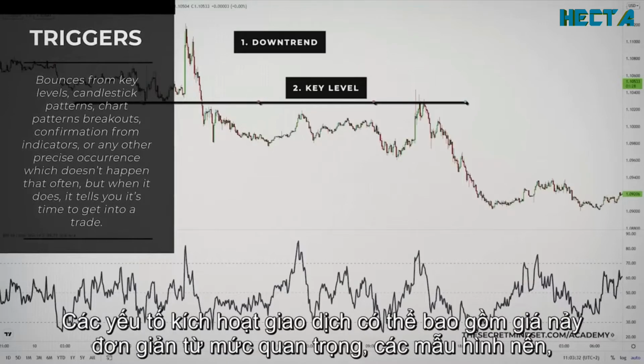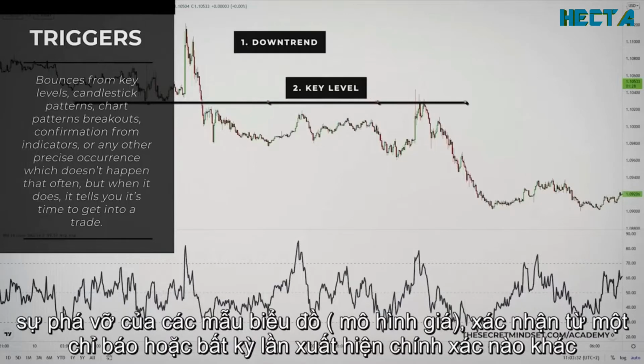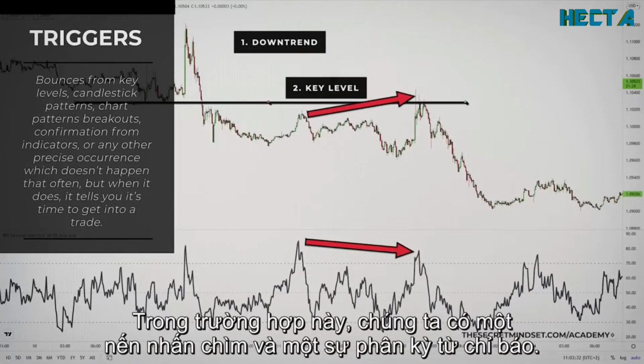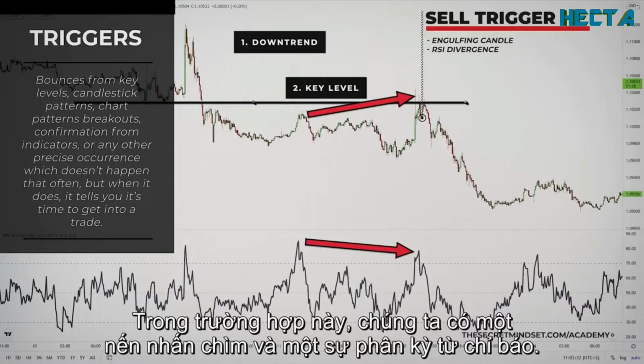Trade triggers could include a simple bounce from a key level, candlestick patterns, chart pattern breakouts, a confirmation from an indicator, or any other precise occurrence which doesn't happen that often. But when it does, it tells you it's time to get into a trade. In this case, we have an engulfing candle and a divergence from one indicator.